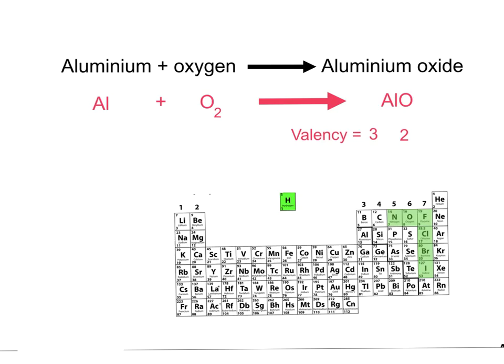Can we simplify that? No, we can't simplify 3 and 2, so our last step is just to cross over our valencies. So we're going to cross them. Our 3 goes across to our oxygen, and our 2 comes across to the aluminium. So now our formula is Al2O3. Our last step is to balance this equation. I'm not going to go through that here because there's a separate video on that, and if you do want to know how to balance the equation, go and watch that video now.